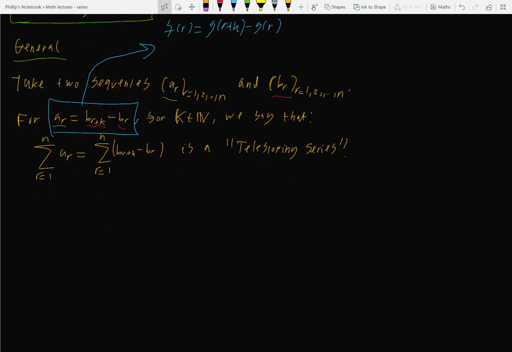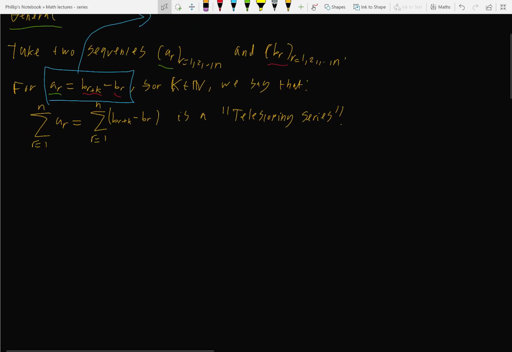Essentially, any sequence that's set up as the difference between the (r+k)th term in one sequence minus the rth term in the other sequence, and if you sum all of them from 1 to n, then that's a telescoping series. So that's a general definition. Now let's move on and give you a quick example of a telescoping series.